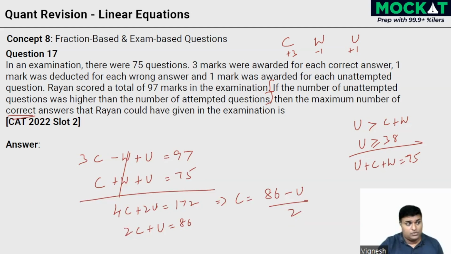And I have to minimize the value of U, so I have to maximize the value of C. Then U should be as small as possible. The smallest value I can use for U over here is 38. U has to be greater than or equal to 38. So therefore, C is going to be 86 minus 38 divided by 2. 86 minus 38 is 48, divided by 2 comes to 24. So therefore, the answer over here is 24.